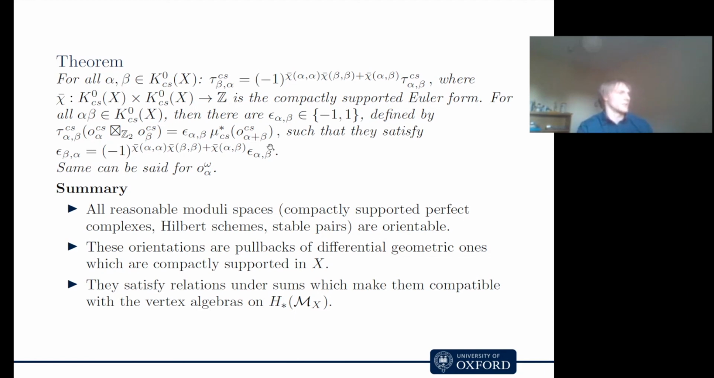these signs satisfying such a relation are then used by Joyce to construct vertex algebras on the homology of the moduli stacks that we were working with. And because this was now said all for the differential geometric side, and we know that all of this pulls back to the algebraic geometric story, this can be said also for orientations O omega alpha, which are used to denote the pullbacks of these differential geometric orientations O CS alpha.